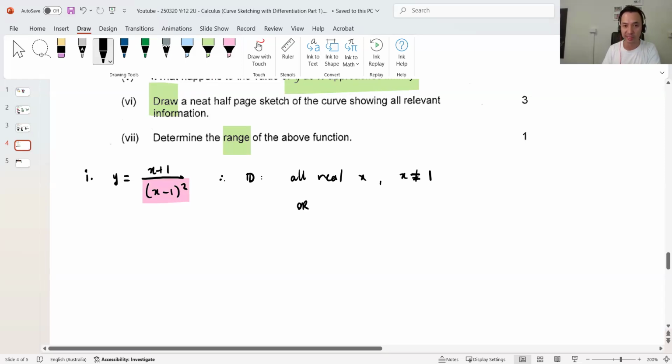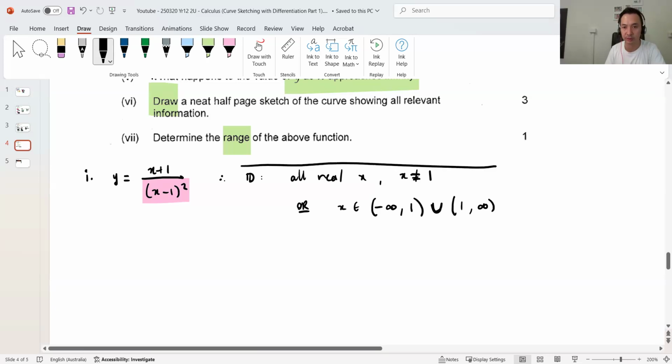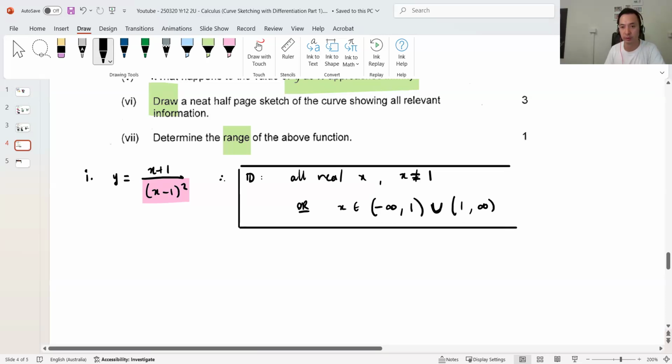Or if you want it in set notation, you write that as negative infinity to 1, union 1 to positive infinity. Yep. Is that okay? Done. So let me put this around that. All right. And box that. Guys, part 1's done. Part 2.